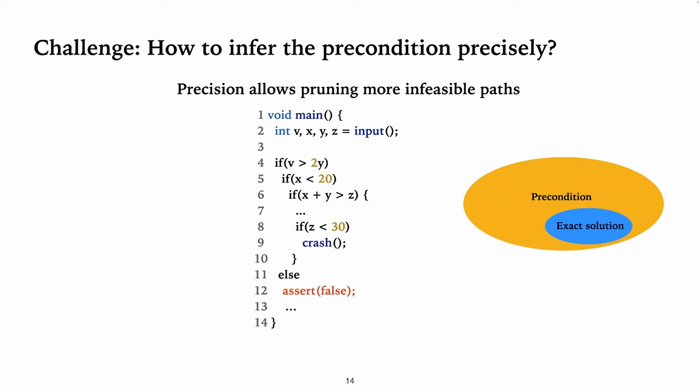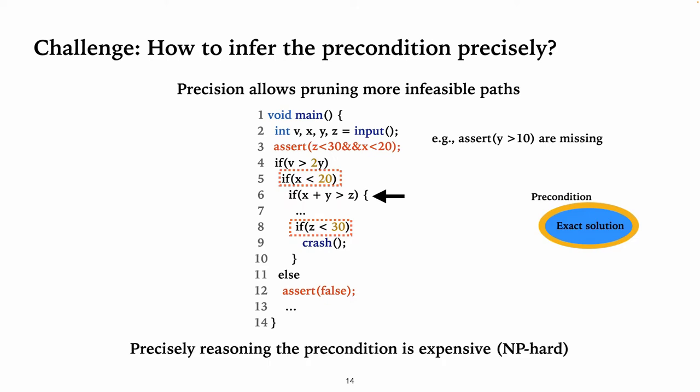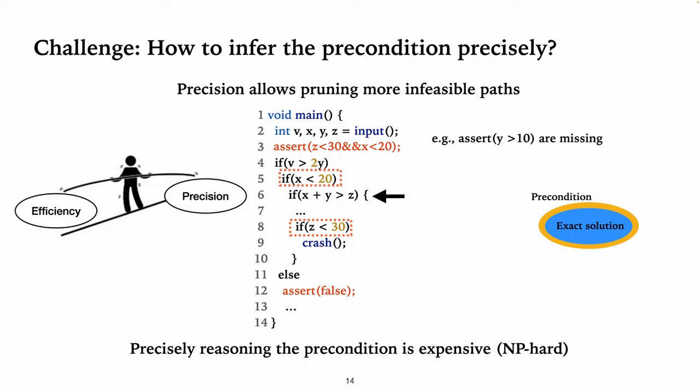Therefore, how to infer the precondition precisely becomes the main challenge. Precision allows the precondition to prune more infeasible paths. For example, we can simply extract the explicit branch conditions as the precondition. However, since we do not consider the path condition completely, such as the one at line 6, some infeasible executions cannot be filtered. However, precisely reasoning about the precondition is expensive, which makes it a trade-off problem between efficiency and precision.